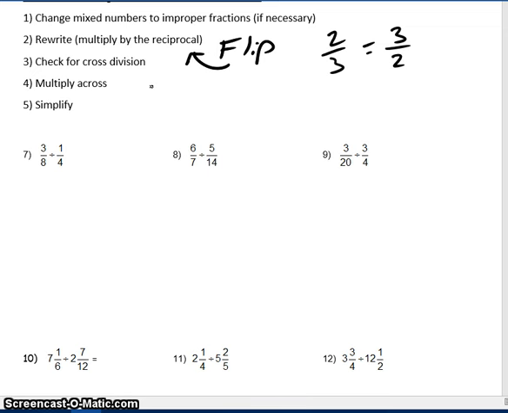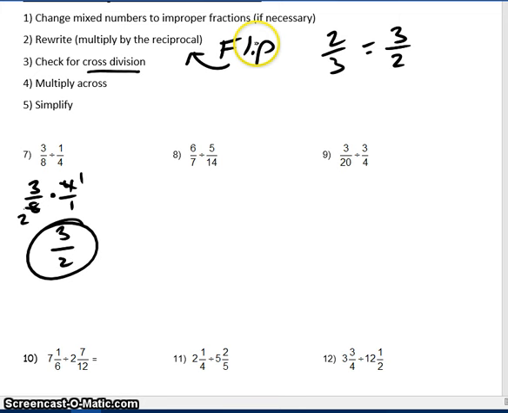So let's go through here. Number 7. Do we have any mixed numbers? No. So we need to rewrite the problem. We always leave the first one alone because we're going to multiply. So the division becomes a multiplication, and then by the reciprocal. So we flip it, so 4/1. Now it simply becomes a multiplication problem. Do you see any cross division? I do. 4 into 4 one time, into 8 two times. Now we can multiply across. 3 times 1 is 3, 2 times 1 is 2, for 3/2. And we got it. Very similar, except for that rewrite step.